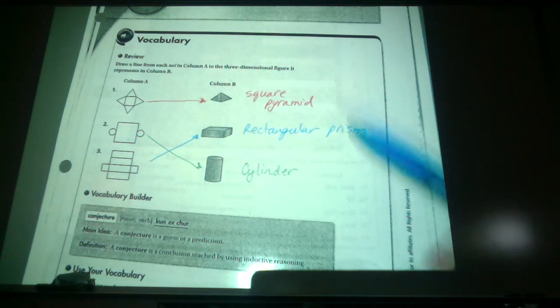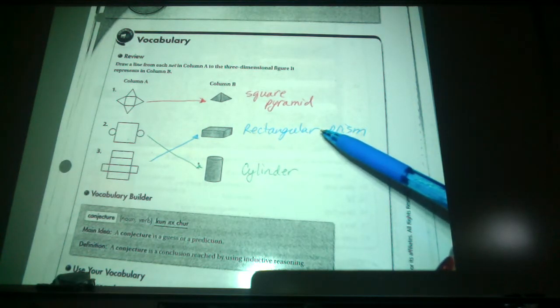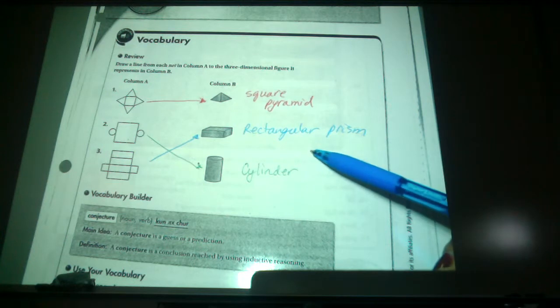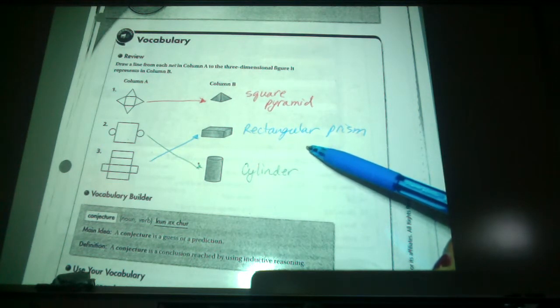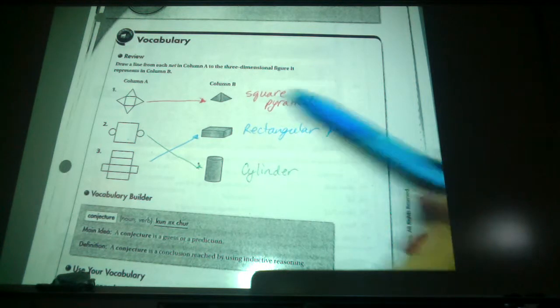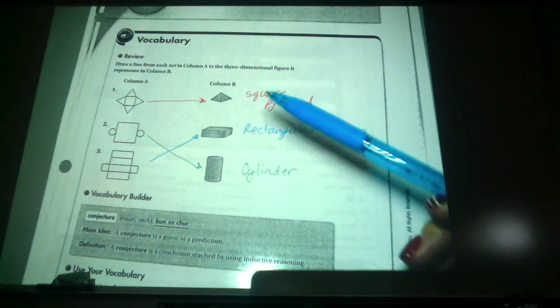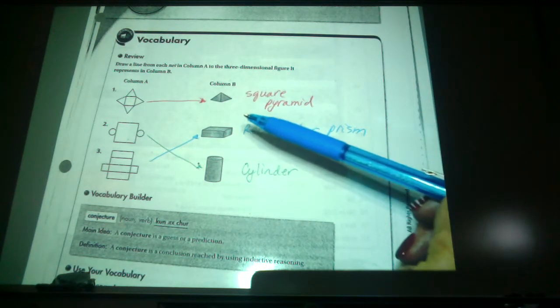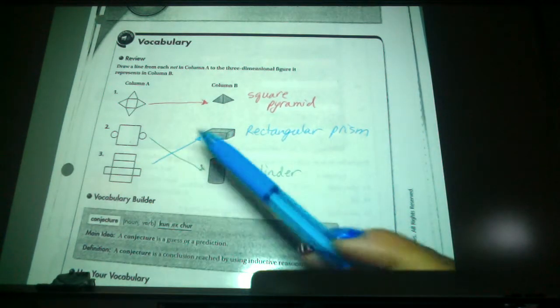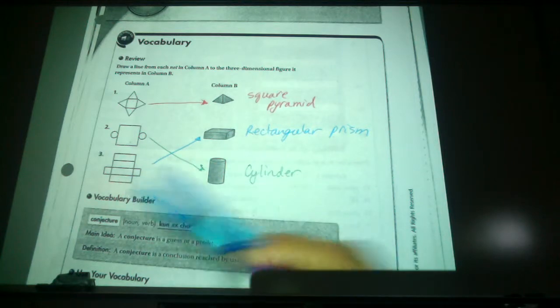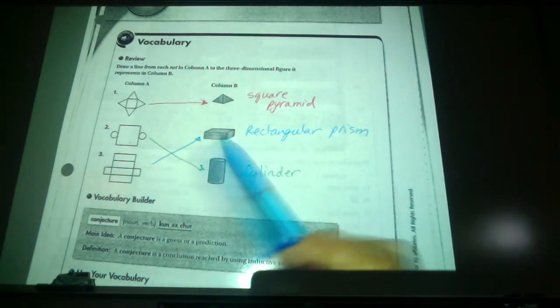Pyramids and prisms. Pyramids have 1 base, prisms have 2, and the bases on the prism are parallel to each other, so you don't have this sharp point that could be used as a weapon. They're always named by their bases. And so this one, for number 3, this is the net, this is a rectangular prism.